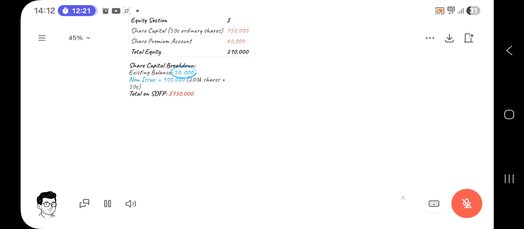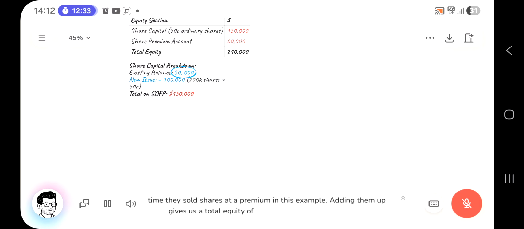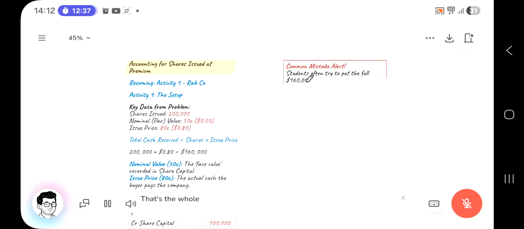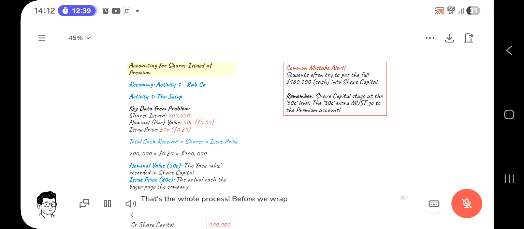The share premium starts at 60,000 because this was the first time they sold shares at a premium in this example. Adding them up gives us a total equity of 210,000. That's the whole process. Before we wrap up with a summary, does that jump from the journal entry to the final statement of financial position make sense to you?